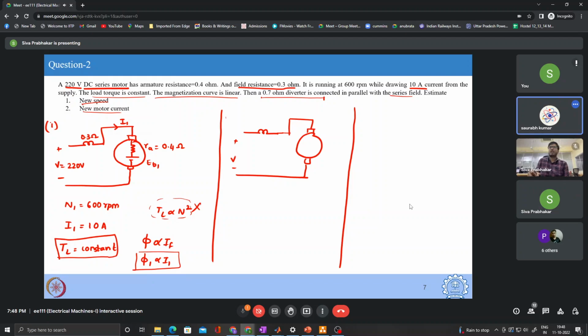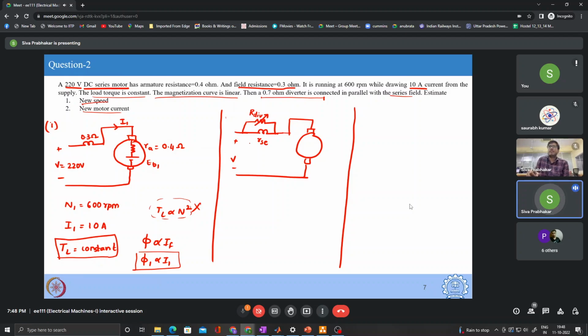Sir, I have a question about the diverter. What is a diverter? I'm coming to it, right? So a diverter is nothing but a resistance we add in parallel to the field circuit. Here we are adding a variable resistance in parallel to the initial field winding. I am calling this RSC, and this R diverter.